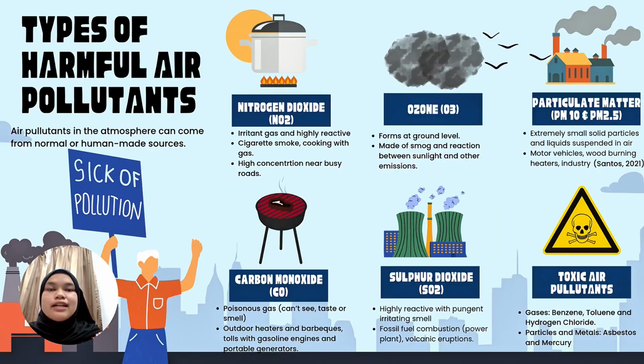The next one is sulfur dioxide, which is SO2. It is a highly reactive gas with a pungent, irritating smell. It comes from fossil fuel combustion, such as power plants, and also volcanic eruptions. And the last one is toxic air pollutants. For example, gases like benzene, toluene, and even hydrogen chloride. It also comes from particles and metals like asbestos and also mercury.